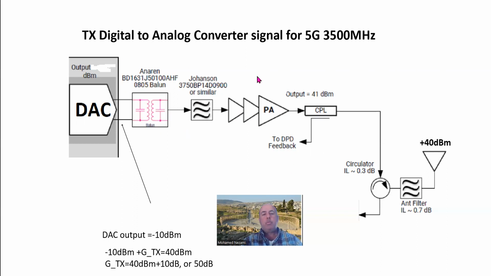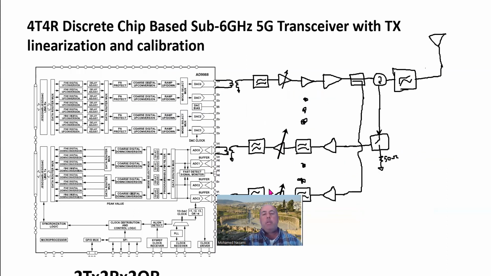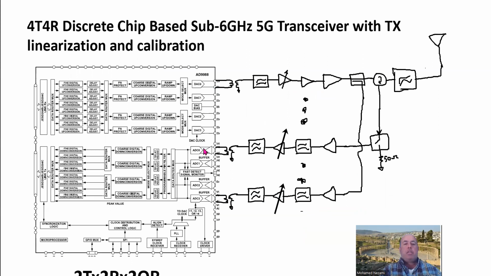So this is how you size up the chain for the transmit, from the DAC to the antenna, from bits to antennas. Now, given this chip here, and given that you have 4 DACs and 4 ADCs, we need to know how you would architect your system. We know that we're going to do 4 transmitters, 4 receivers, but we can also utilize linearization as well.